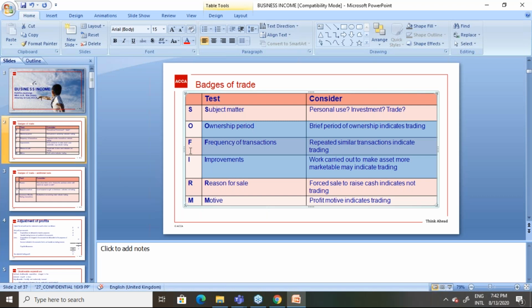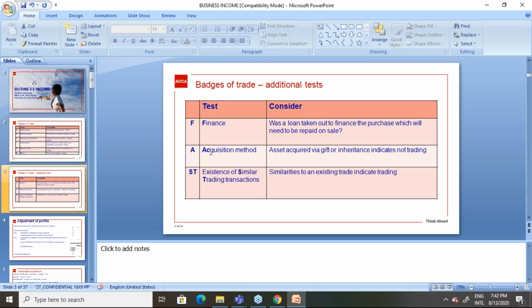In addition to these tests, sometimes we use three additional tests as well. One is finance, how the asset was financed. Now, if you have obtained a loan to buy the property, normally it indicates trading. As I said, it's not conclusive, but most of the time we can come to the conclusion it indicates trading. Because if you have obtained a loan to buy the asset, we can assume that you intend to settle the loan after selling the asset.